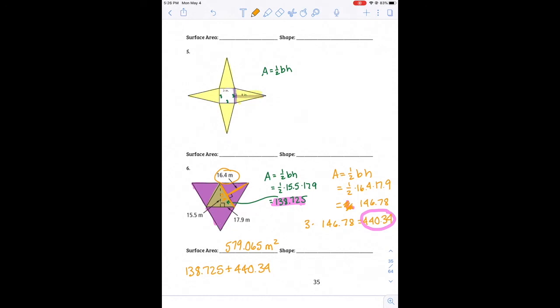What shape do you think this is going to be? Pause the video and see if you can guess. So since it's made up of triangles and not rectangles, I know it's going to be a pyramid. And then I don't see any shapes besides triangles. So the base is a triangle.